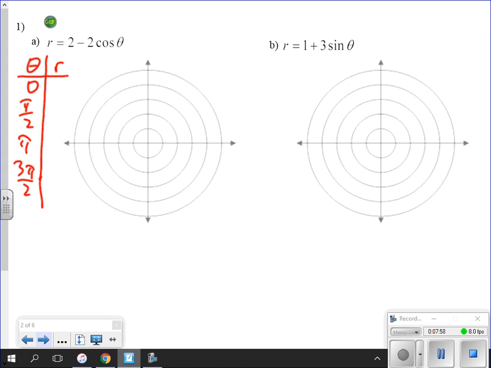So this one's going to be, I have these two numbers here the same, although it's plus and minus, it's still the same.